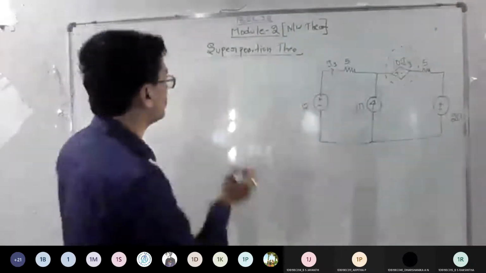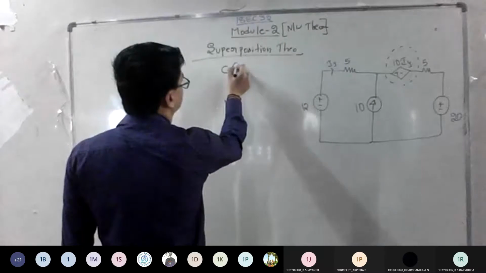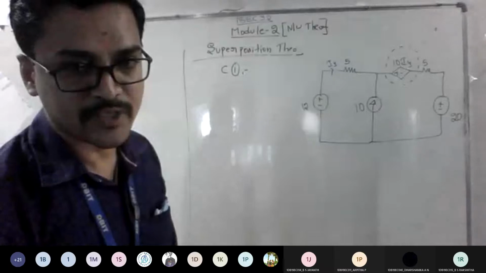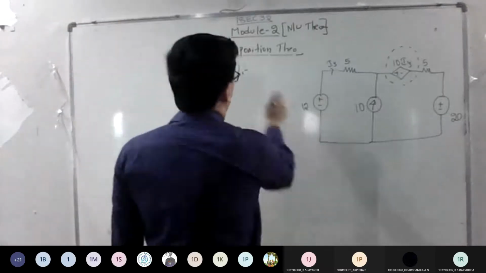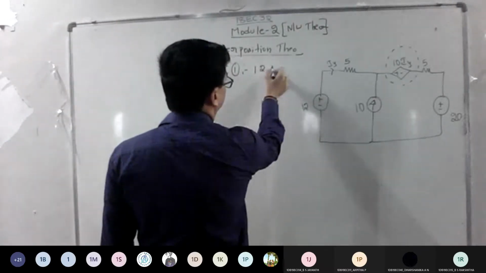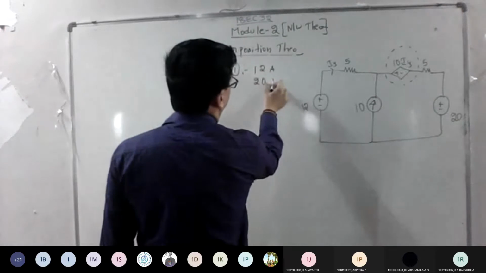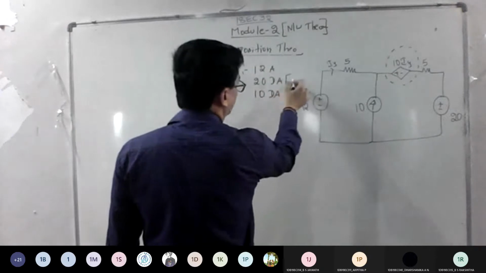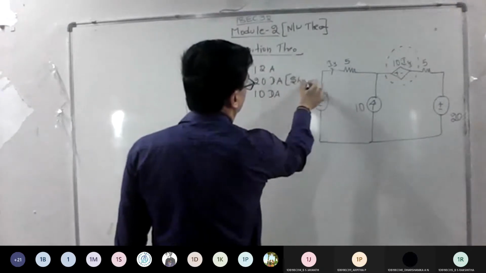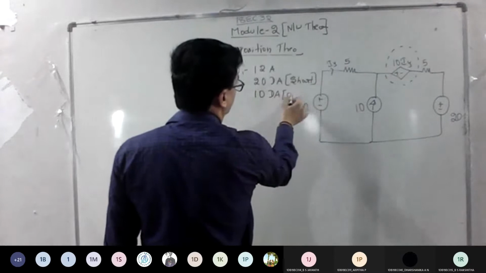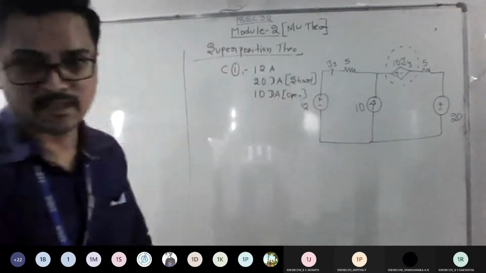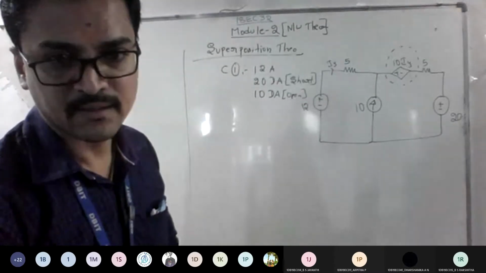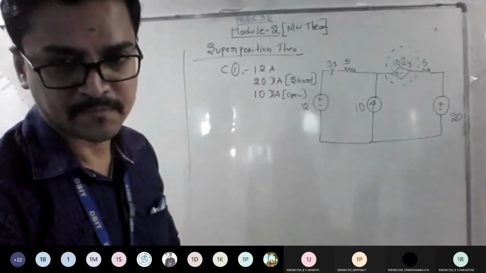So what is the first step now? Case 1. What is case 1 here? Whichever one you want to make active, make it. Assume that I have made 12 volt active. So the 20 volt becomes deactive and the current source becomes deactive. Deactive means what? If it is a voltage source, short it. If it is a current source, open it. Is it fine till here? Everyone? Am I clear?